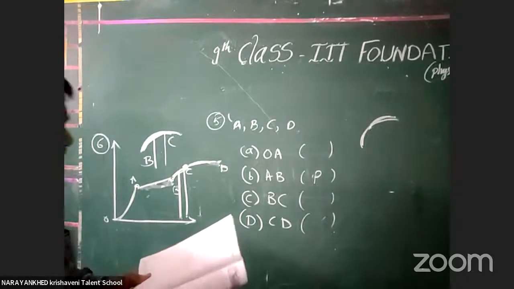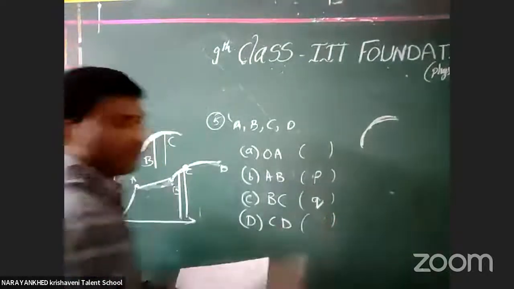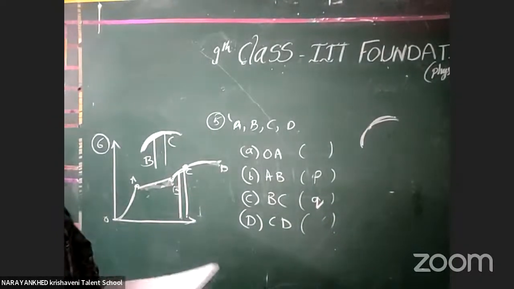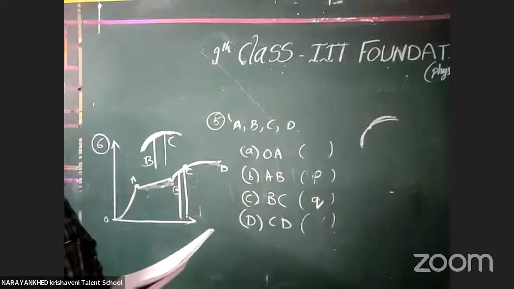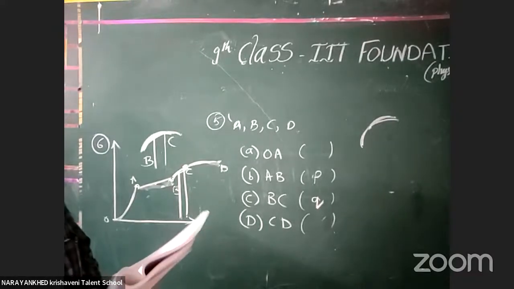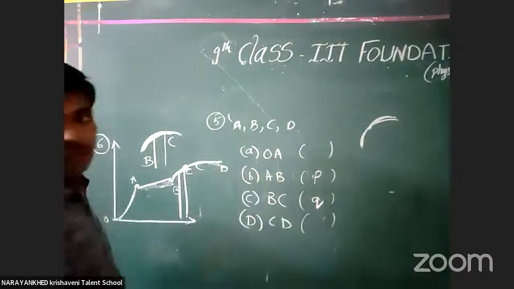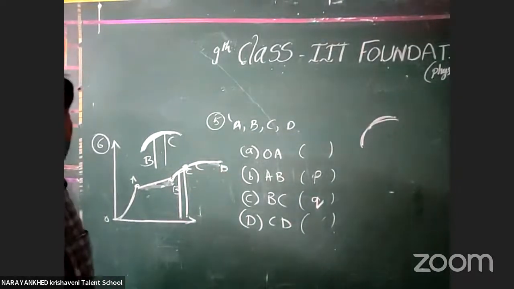Okay, now Q, which is BC, is a Q. Understood, all of you? And velocity is independent of time, and velocity is zero. Okay, now C to D, it is zero. The velocity from C to D is zero. There is no change in the displacement.